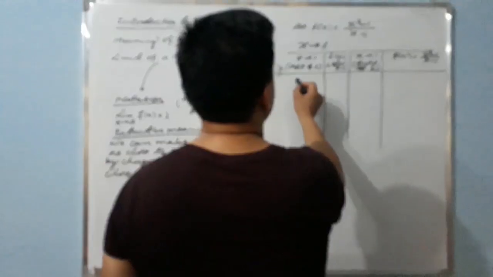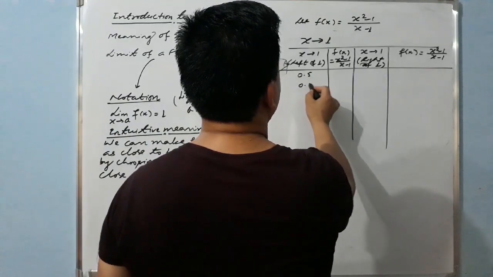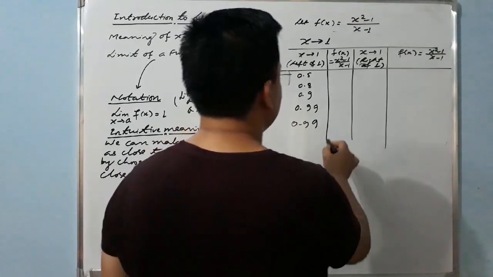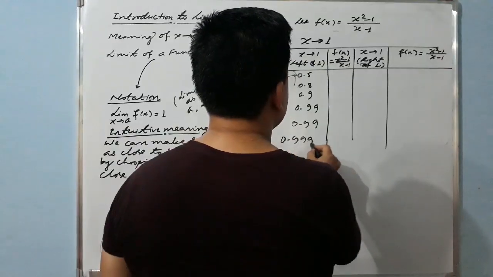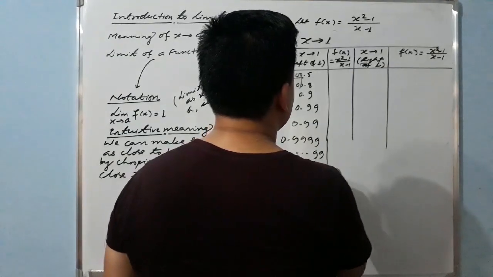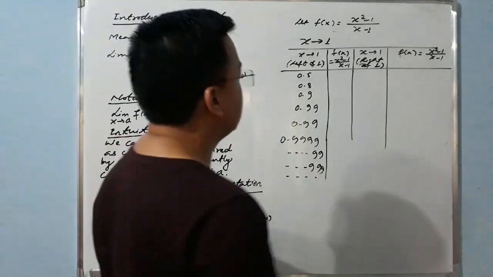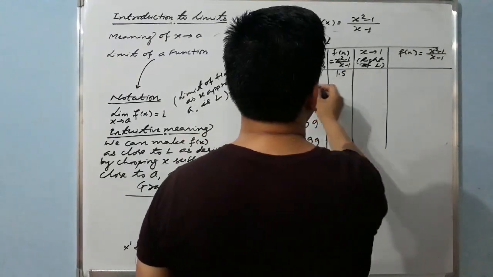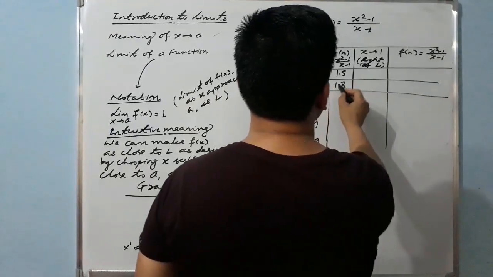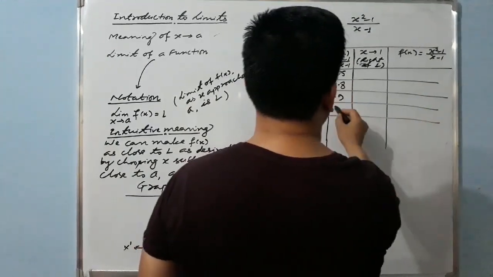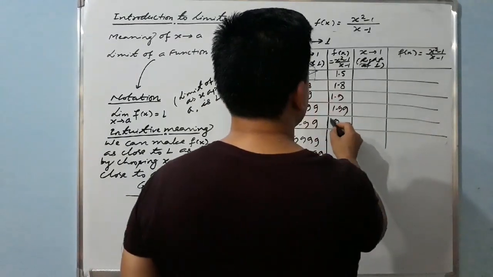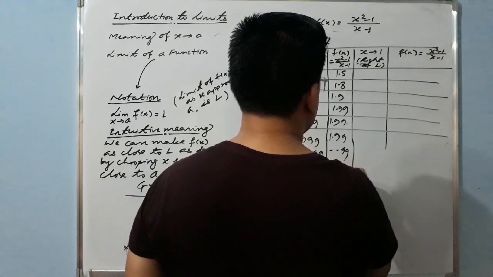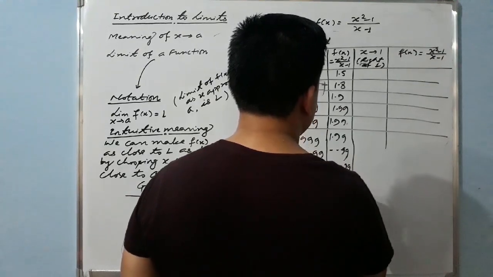Let's suppose x approaches 1 from the left, and also from the right. Here I'm choosing values left of 1: 0.5, 0.8, 0.9, 0.99, 0.999, and so on. x is the variable, x is moving. If we find the values of f of x using a calculator, we get 1.5, 1.8, 1.9, 1.99, 1.999, and so on.